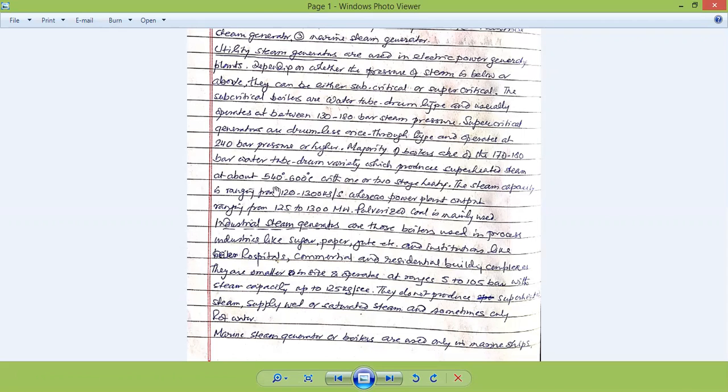Up to a certain temperature, say around 125 or 130, the steam is generated in considerable amount. This steam can be used in industries like sugar, paper, jute, etc. They require a certain amount of moisture in terms of steam. That's why all these industrial steam generators are produced at the place of requirement, meaning they are placed in sugarcane factories like this.